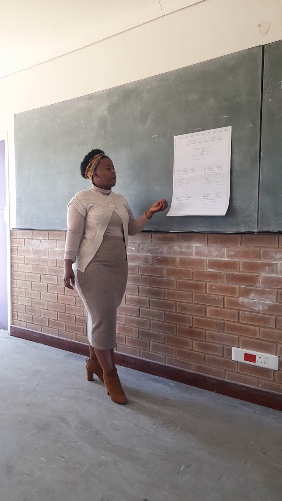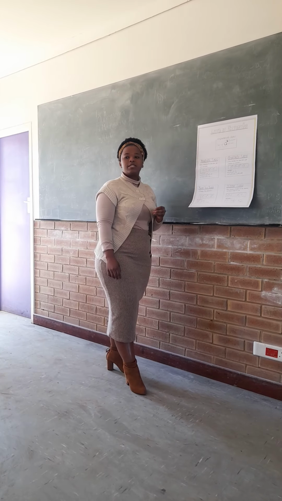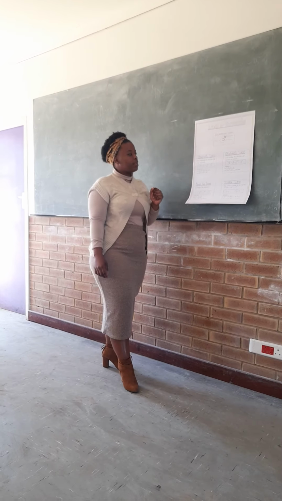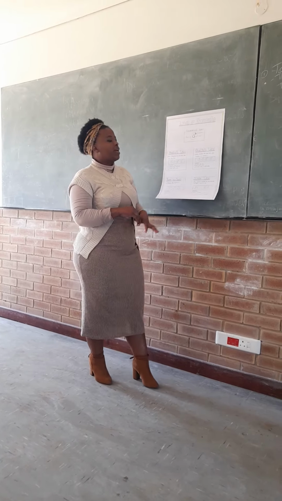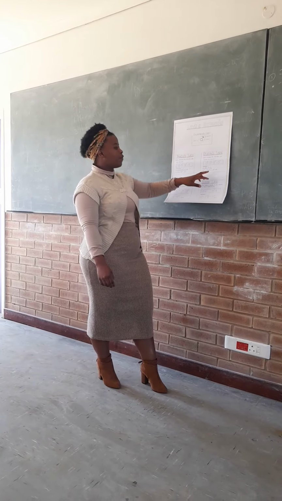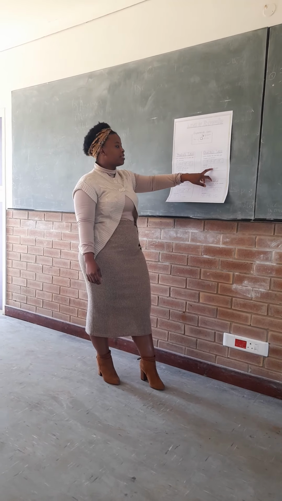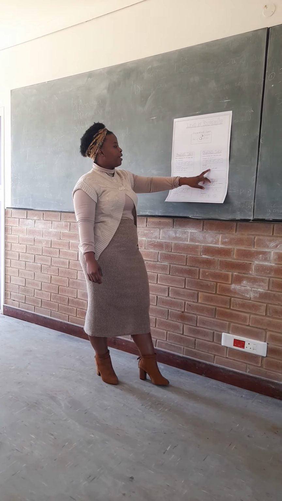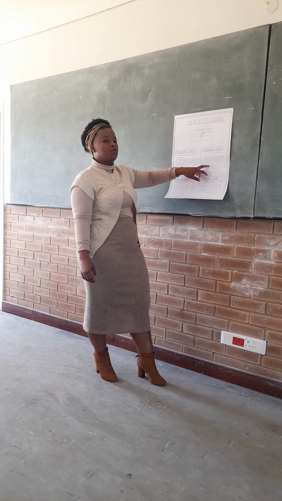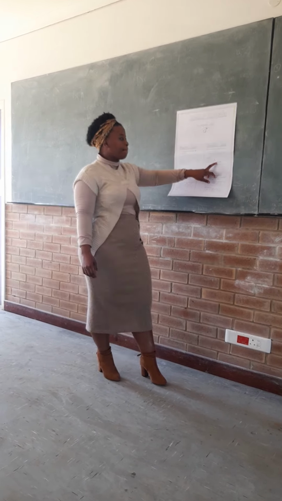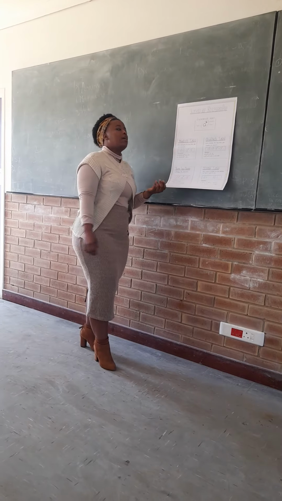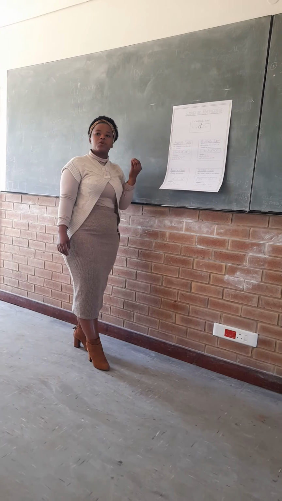Second example here, we have 10 to the exponent of 15 divided by 10 to the exponent of 12, which is going to give us 10 to the exponent of 15 minus 12. Minus 12, because we are doing what? We are dividing. And when we divide, we need to subtract the exponents, which is going to give us 10 to the exponent of 3.